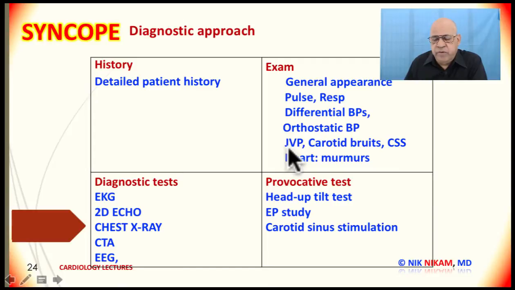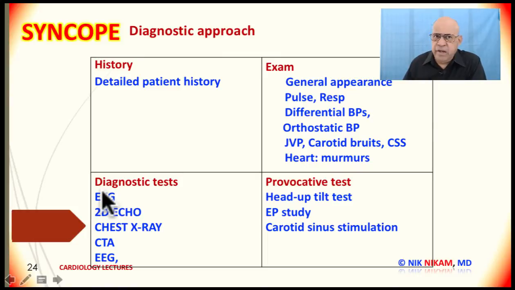Similarly, we need to look for jugular venous distension, which can suggest heart failure or tamponade, and look for carotid bruit. Always listen to the neck for carotid bruit. If you hear a loud bruit, a carotid duplex scan may show evidence of critical internal carotid artery stenosis. And similarly, we look for heart murmurs. Heart murmurs can point towards aortic stenosis, mitral stenosis, hypertrophic cardiomyopathy, and a whole bunch of other conditions.